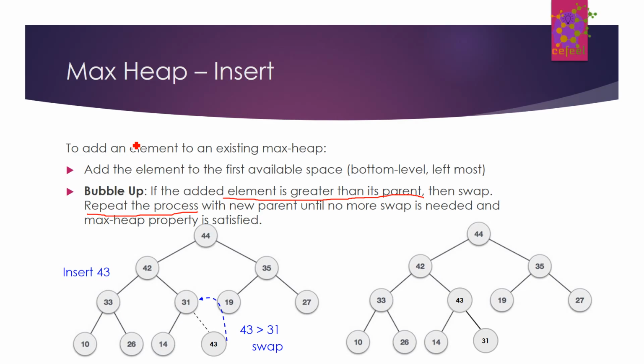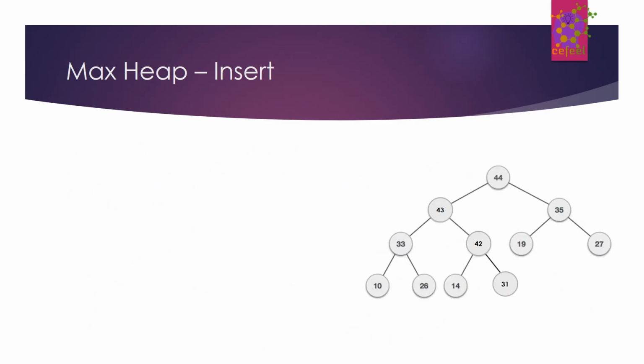But then we have to continue the process because we still don't know whether 43 is in its correct place or not. So we do the same thing again. We compare 43 with its parent. So again 43 is greater than 42, which means 43 should actually be up and 42 should be down. So we swap again, and then we will get this tree. So 43 now replaces 42, and this is the heap we have.